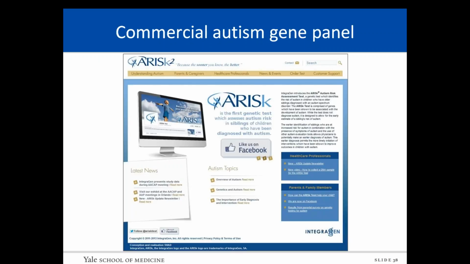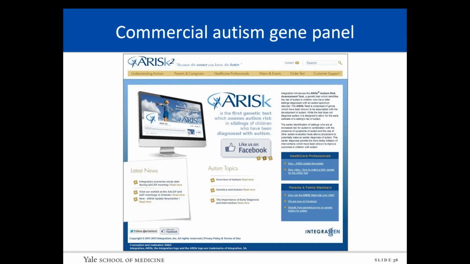So you may have come across these commercial autism gene panels. This is just one example I found on the web. These panels are often pitched to families, to parents who already have a child with autism and are very worried about a second child that might have autism. These commercial gene panels are meant to try to estimate risk in a second child for autism. So I would just be cautious about these panels. They can be quite expensive. I'm not clear if they are covered by insurance.